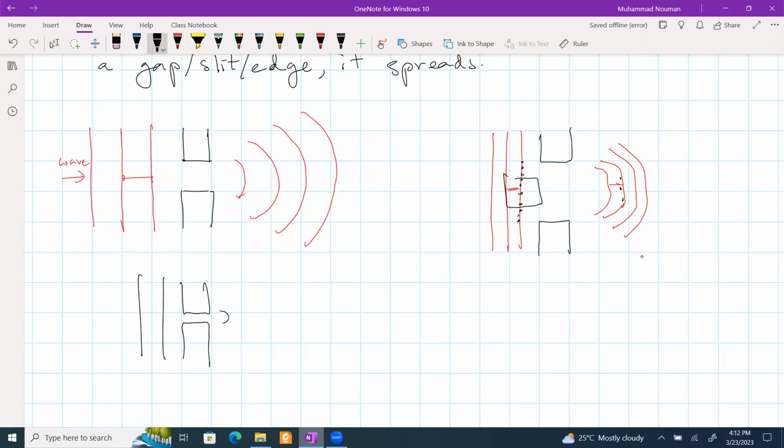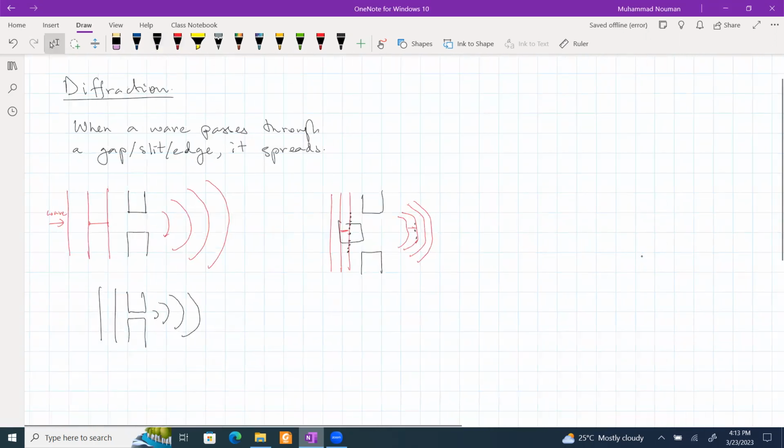So very small diameter circles will be formed, right? This is how we understand the diagrams. I hope you understand the meaning of diffraction now.